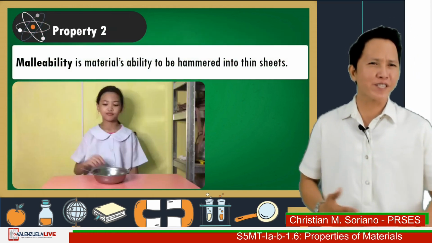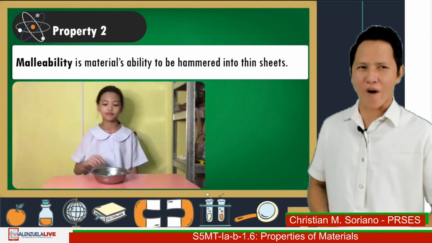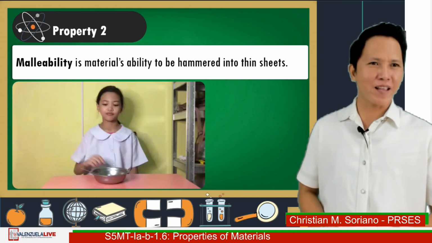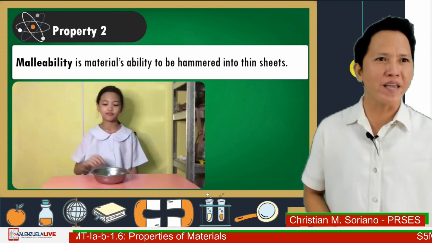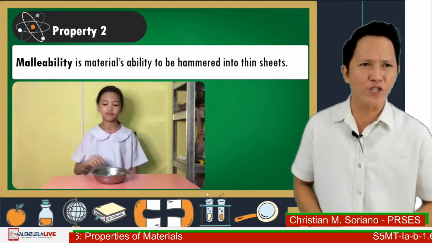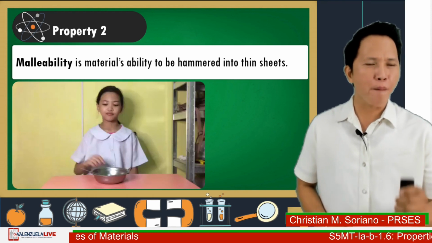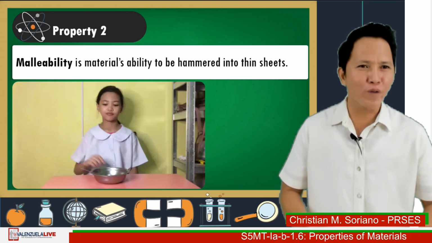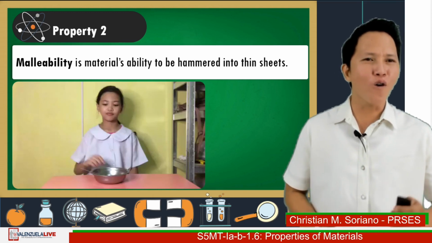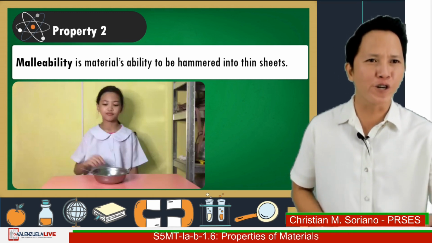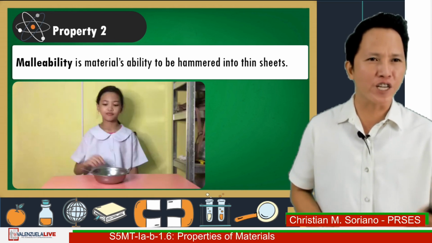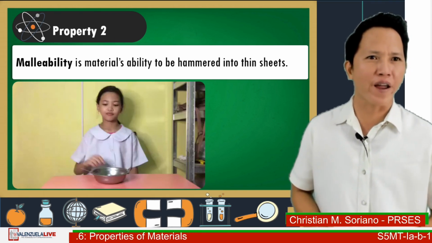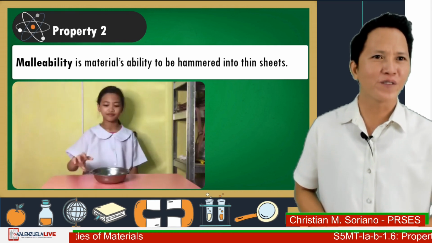Okay, this time it's malleability. Is it quite hard to understand what malleability is? Malleability is a material's ability to be hammered into thin sheets. Most metals are malleable. When we speak of malleable, only metals can be turned into thin sheets without reducing their own strength. Let's have the video.